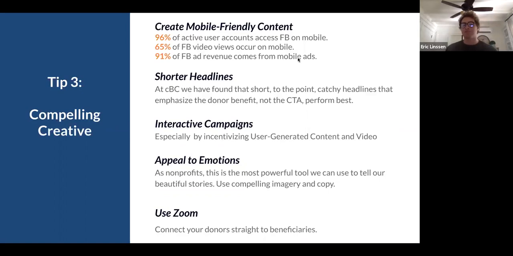And that ties into just appeal to emotions. It's the most powerful tool we can use. Every nonprofit has a wonderful story. So how can we use compelling imagery and copy and video creative to tell our story to the right people, and just, again, stand out from the mass of fundraising appeals that everyone has gotten since March.